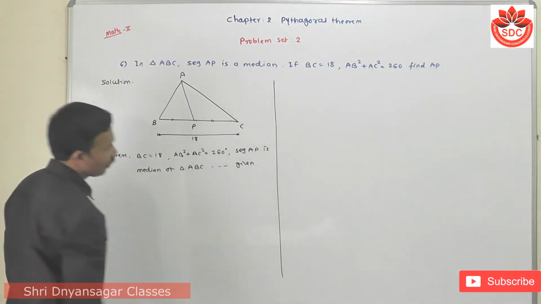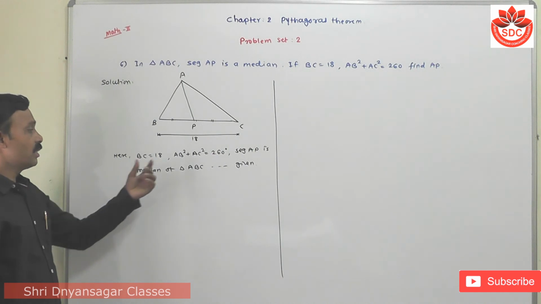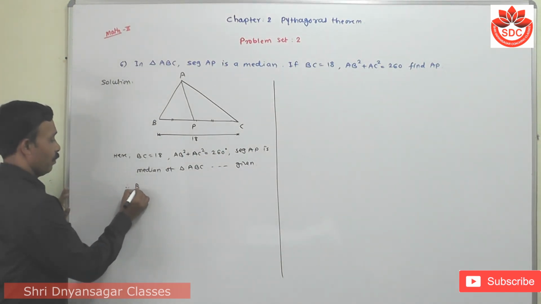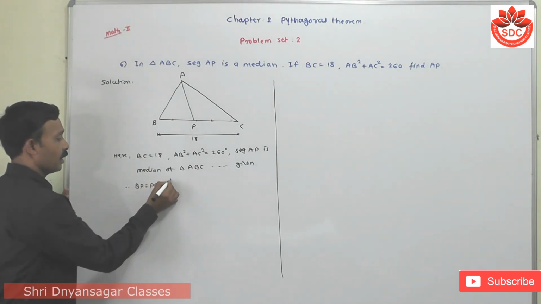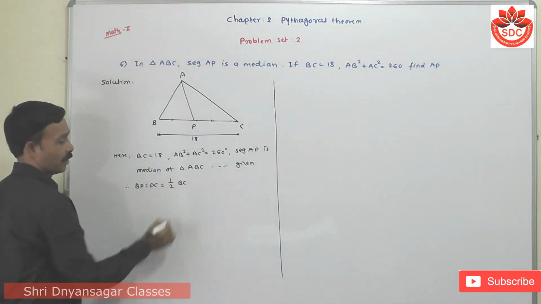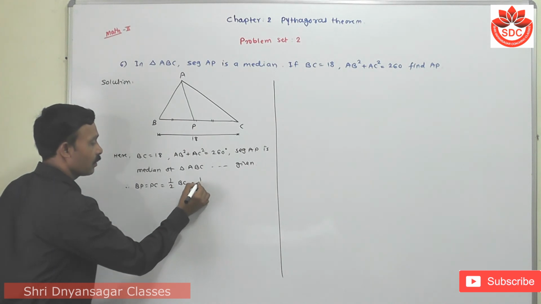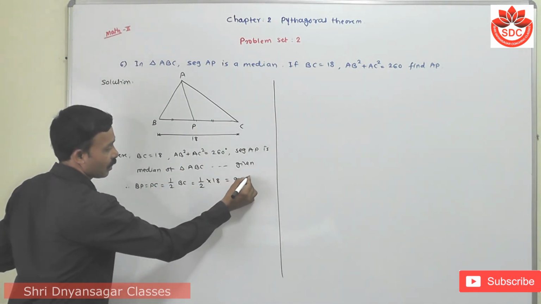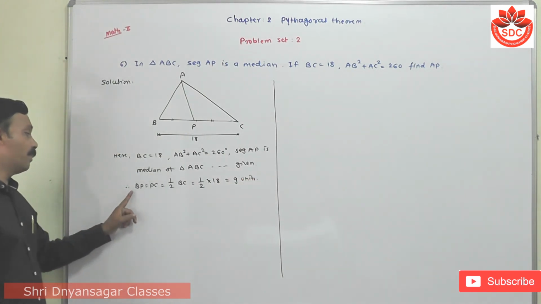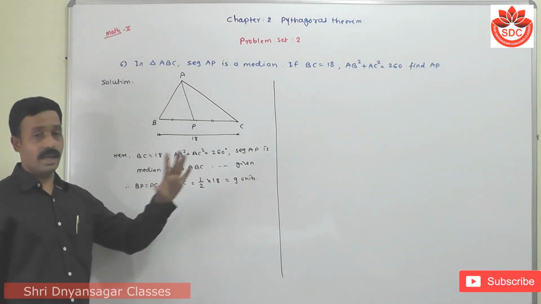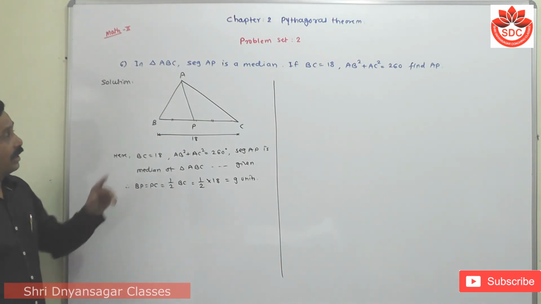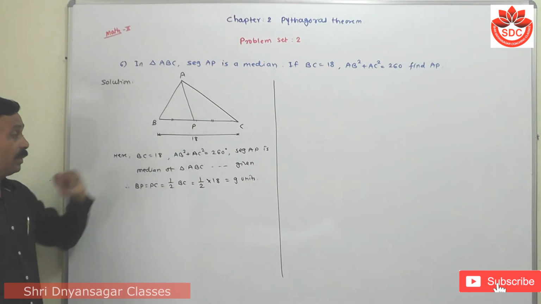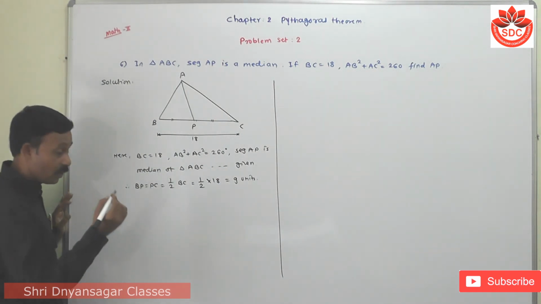Now we use this. Since AP is the median, BP is equal to PC is equal to half of BC. We substitute the value: half of BC is how much? 18 halves means 9 units. So BP is equal to PC is equal to 9 units. Then AB square plus AC square is given, and this is also a median, so we use Apollonius theorem.